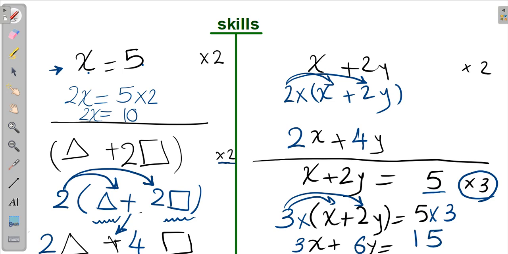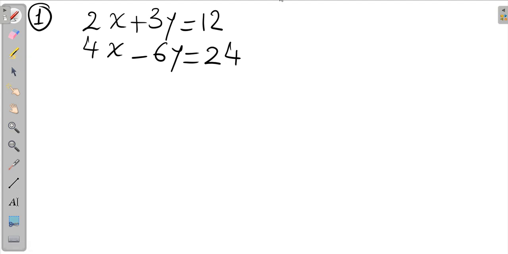Now move to the lesson. You have 2 equations and want to find the value of x and y. You have 2x plus 3y equal 12 and 4x minus 6y equal 24.